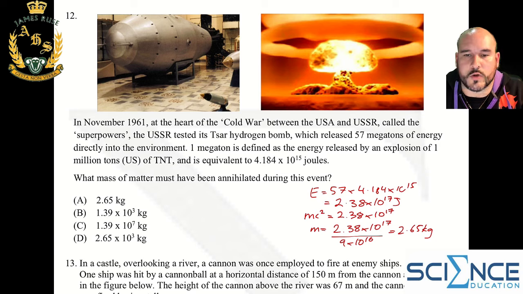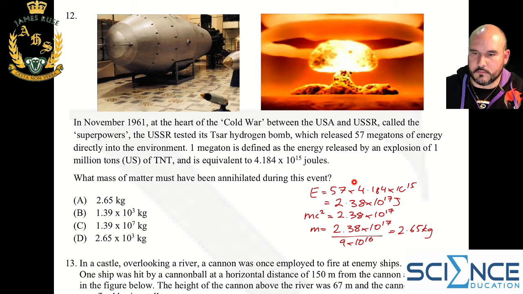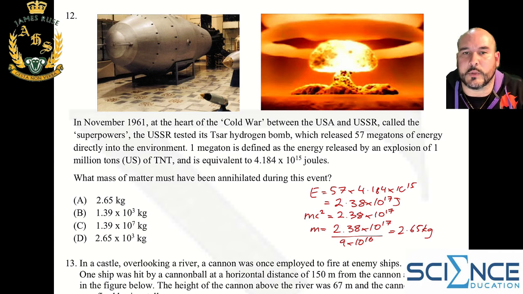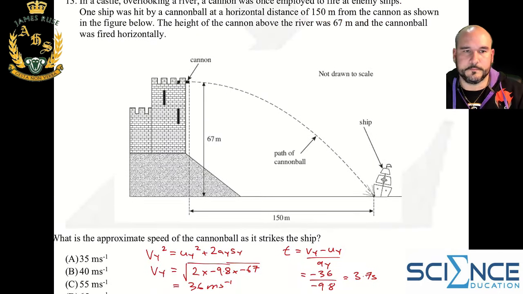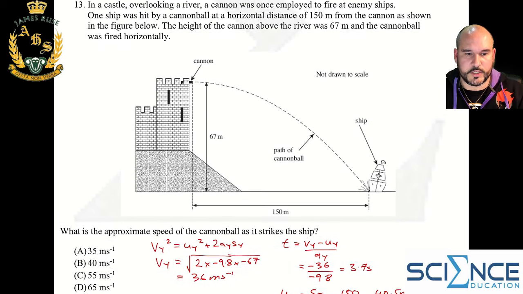Question 12, no dramas here really, so just make sure you multiply the 57. You're told 57 megatons, the energy in each megaton is given, so 57 times that is going to give us the total energy. That should be equal to mc squared, so divide through by c squared to get mass, you get 2.65 kgs. Now question 13.